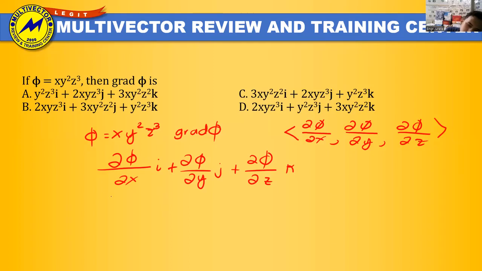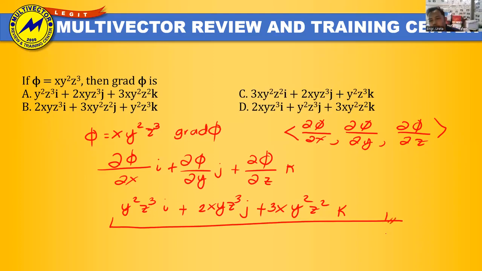The partial derivative with respect to x is y squared z cubed i, plus the partial derivative with respect to y, 2xy z cubed j, plus the partial derivative with respect to z, which is 3x y squared z squared k. So this is the correct answer: y squared z cubed, 2xyz cubed, and 3xy squared z squared. So letter A. That's problem number 100.